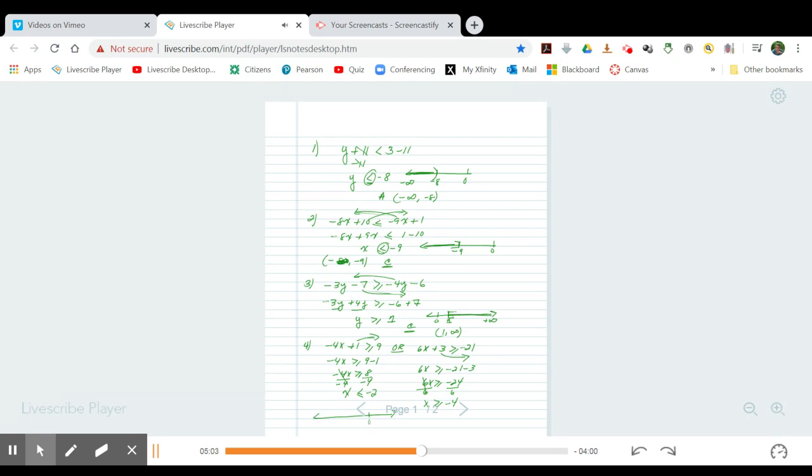here is my 0. I'll call this -2. I'll call this -4. Less than or equal to -2, so it would be a bracket here, and all these values to the left. Coupled with x greater than or equal to -4. So -4 is already in there, and I've got all the values to the right.